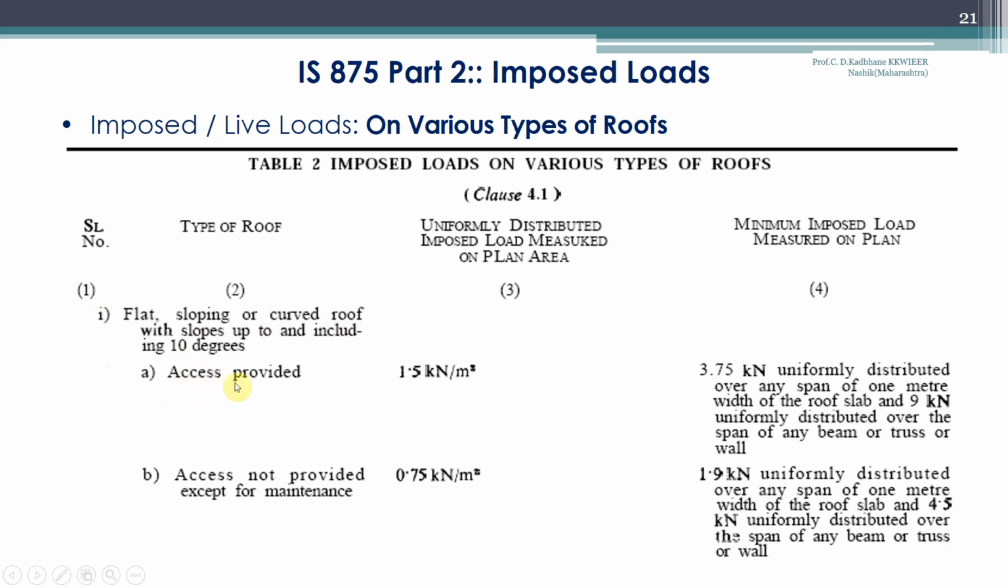If access is provided on a roof, then consider a UDL, uniformly distributed load, that is an imposed load of 1.5 kN per meter square. If access is not provided on the roof except for maintenance, then consider a lower load, that is 0.75 kN per meter square. Here the minimum imposed load measured on plan is also mentioned. So this is the minimum imposed load that should be considered for the design of the roof.